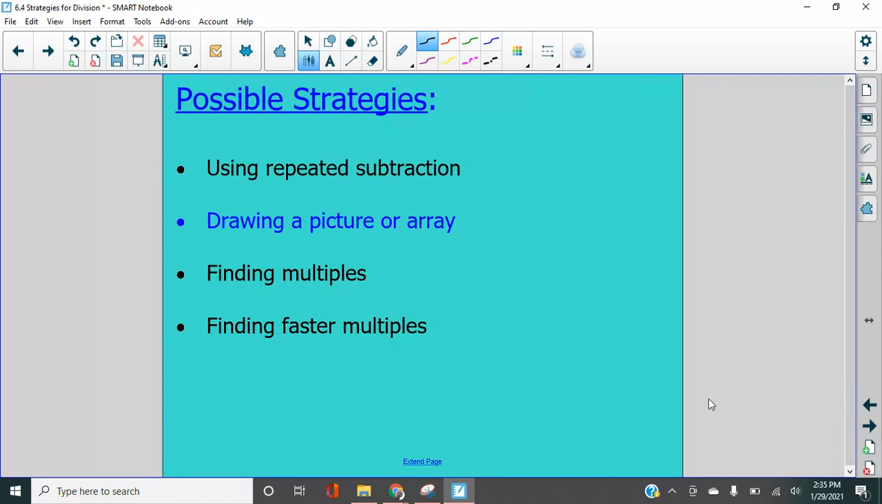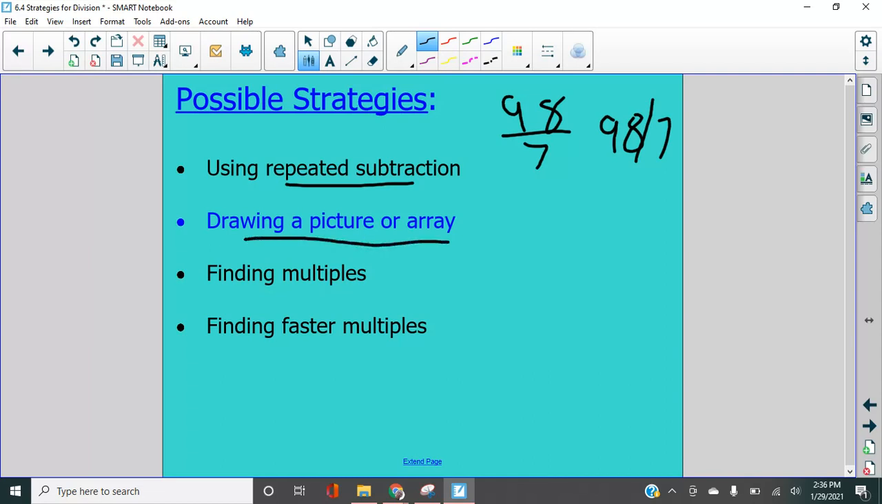And so our possible strategies here, we could use repeated subtraction. That's a long one, but it'll work. We could start with 98, because our problem here was 98 divided by 7. Okay, I could write it like that. When we're typing, we write it like that, 98 divided by 7. I could draw a picture or an array. That would work. I'm going to use either these multiples or faster multiples. So when we say faster multiples, we're talking about skipping some.